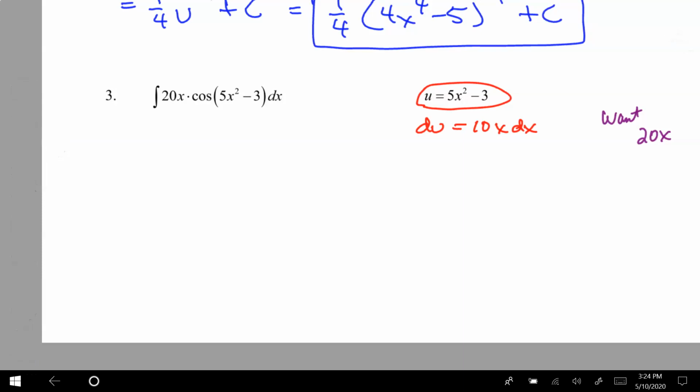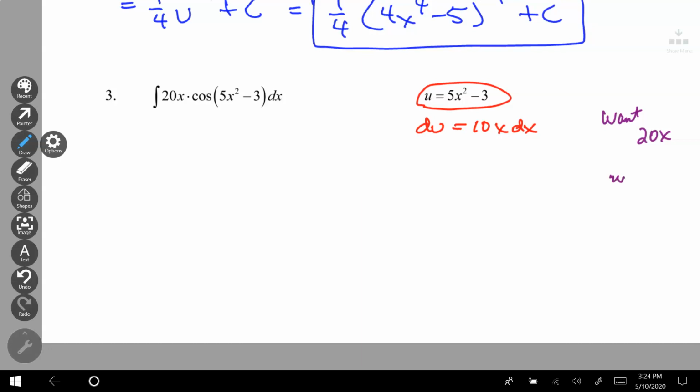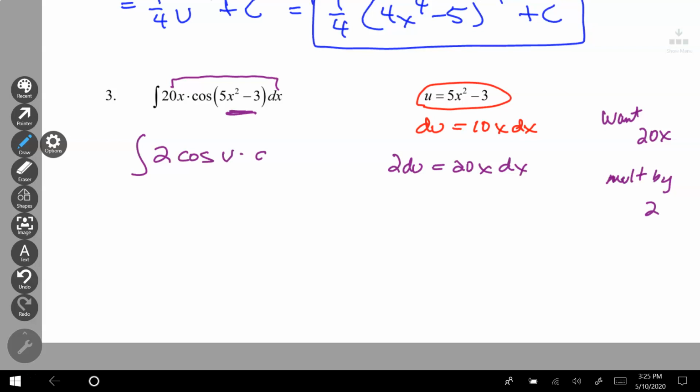So here I am on the next problem. I've decided that the u is 5x squared minus 3. I take its derivative, so du equals 10x dx. But I really want 20x, so I'm going to multiply by 2. I get 2 du is equal to 20x dx. And there we go. I have those right there. This stuff becomes a u, so it now becomes the integral of 2 cosine u du, and this is a much easier antiderivative than before.